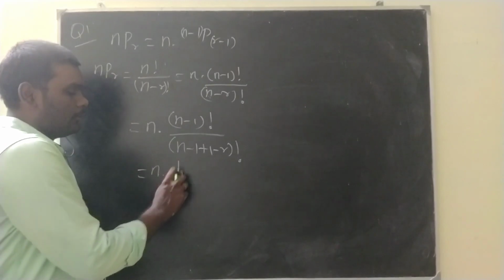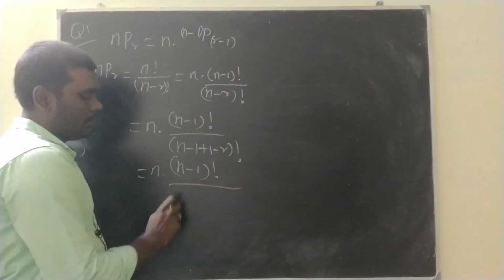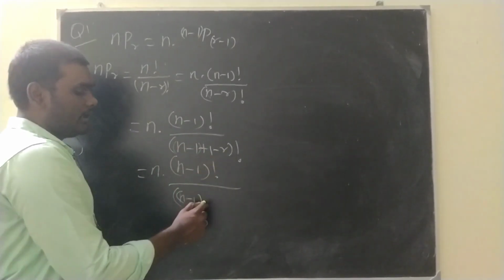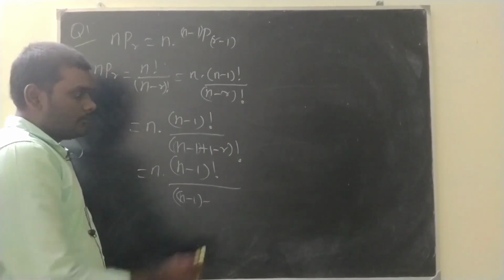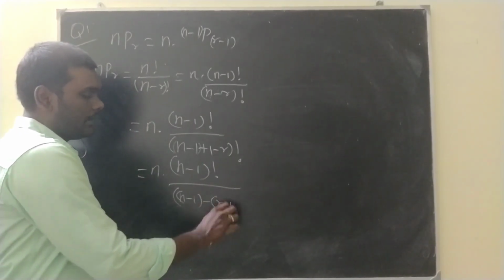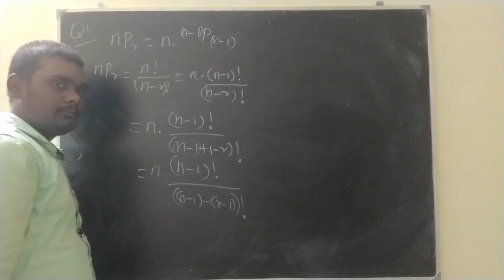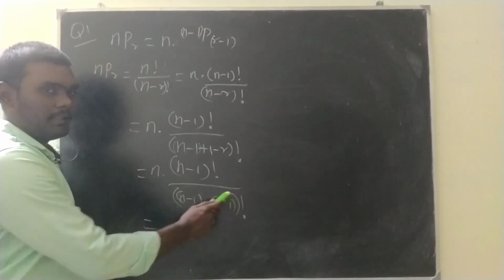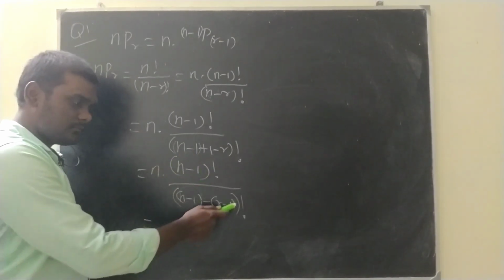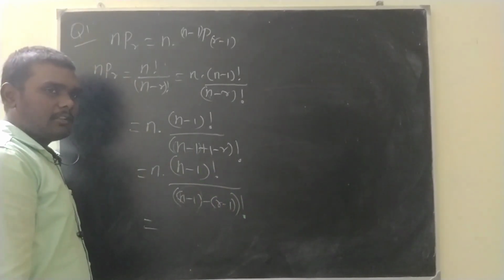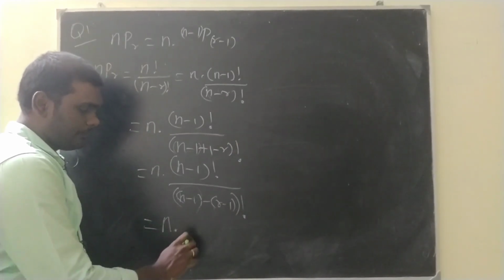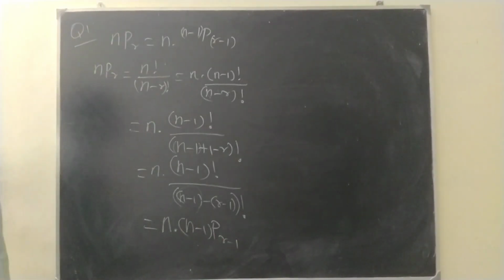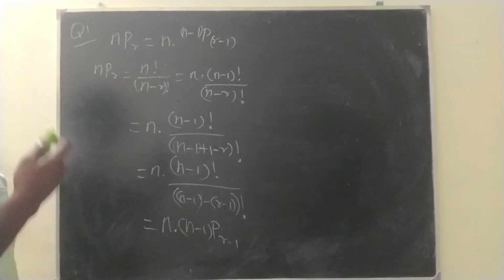Okay. Now time to group these things. (n minus 1) factorial divided by (n minus 1). See, these 2 I group, and from these 2 we can take minus out. Then it will become (r minus 1) whole factorial. As per the definition, n factorial by (n minus r) factorial, in place of n, (n minus 1) is there, in place of r, (r minus 1) is there. So we can write it like n into (n minus 1)P(r minus 1). That's all. Okay. Any doubts in this?